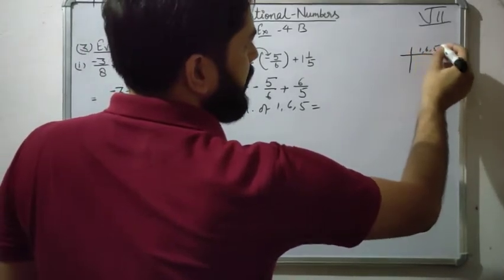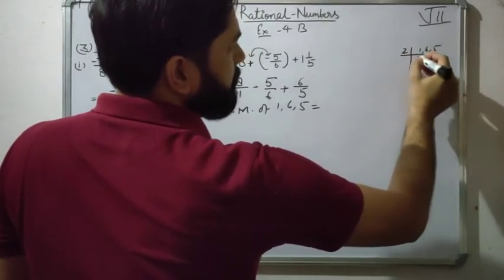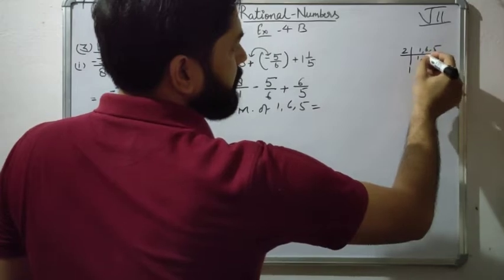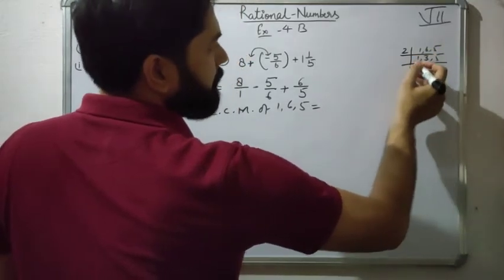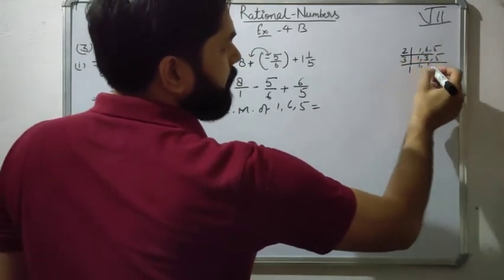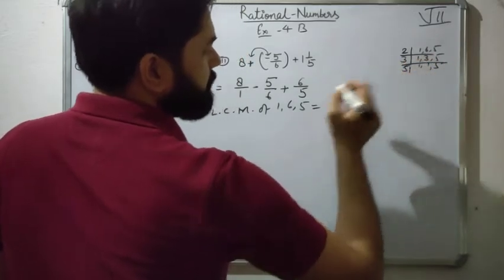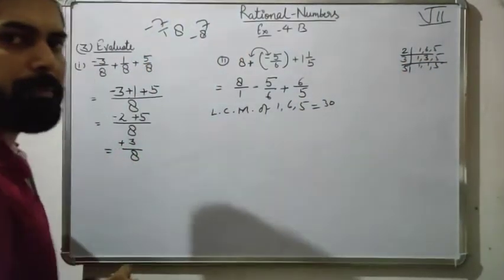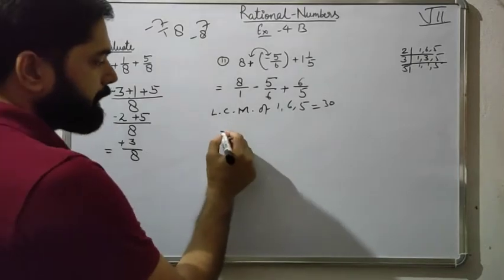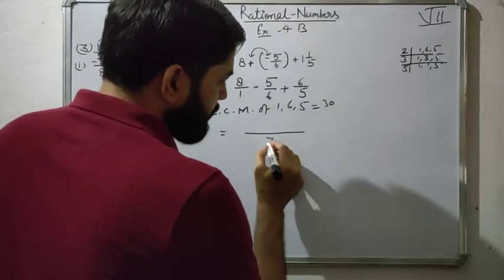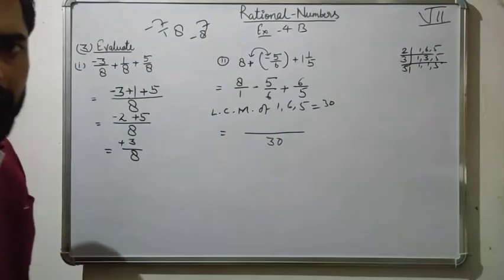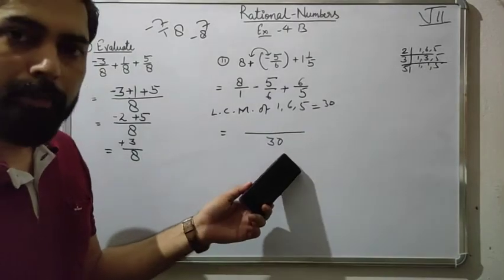1, 6 and 5. So 2 is divisible by 6, divisible by 2, 2 3s are, then 5 is not, so 5 we can write the same. Then 3, 1, 1, 5, then 5, 2, 3 are 6, 6, 5 is 30. LCM will be 30. Then LCM write as the common denominator.